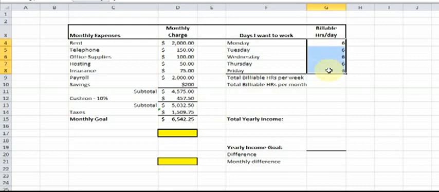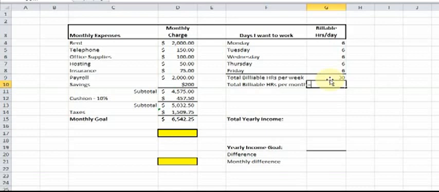Say you work a 10-hour day. You're not going to be able to bill for all those hours because you're going to have admin stuff. Maybe if you're driving from client to client or customer to customer, you're not going to be able to bill for that drive time. So these are actually billable hours that you can make money from. So I'm going to say I work 10 hours, but I only have 6 billable hours per day. And I'm going to total these up, and that gives me 30 billable hours per week.